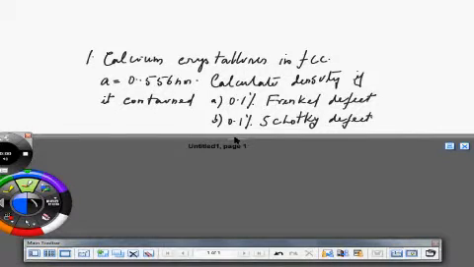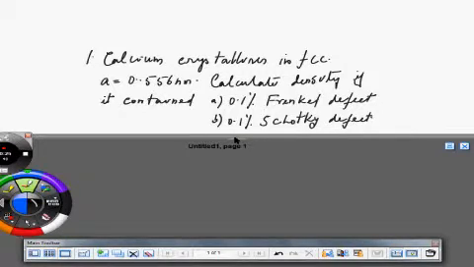In FCC, the edge length is given, it is 0.556 nanometers. You have to calculate the density if it contains 0.1% Frankel defect and 0.1% Schottky defect, two separate questions. Here defect is given. How much percentage defect is there? We know, if there is a defect, then what will be the density?